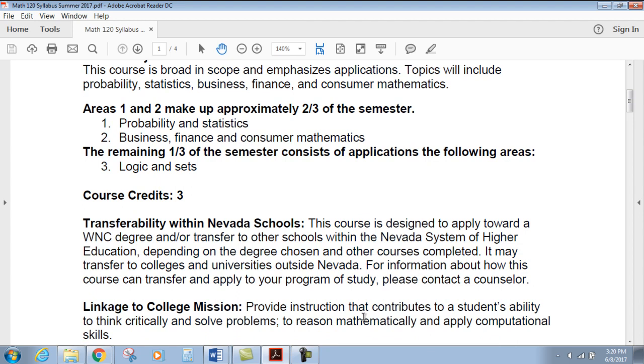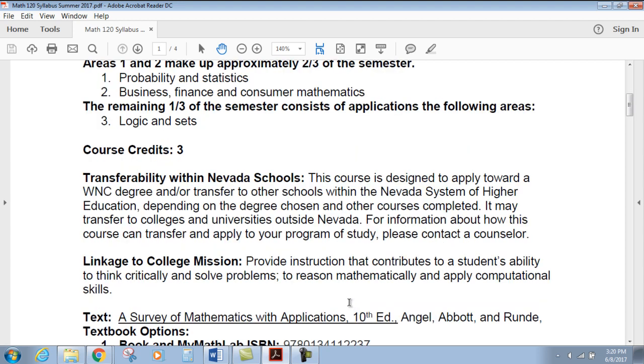The course is 3 credits, with transferability within the Nevada schools. This course is designed to apply toward a WNC degree and/or transfer to other schools within the Nevada system of higher education, depending on the degree chosen and other courses completed. It may transfer to colleges and universities outside Nevada. For information about how this course can transfer and apply to your program of study, please contact a counselor.